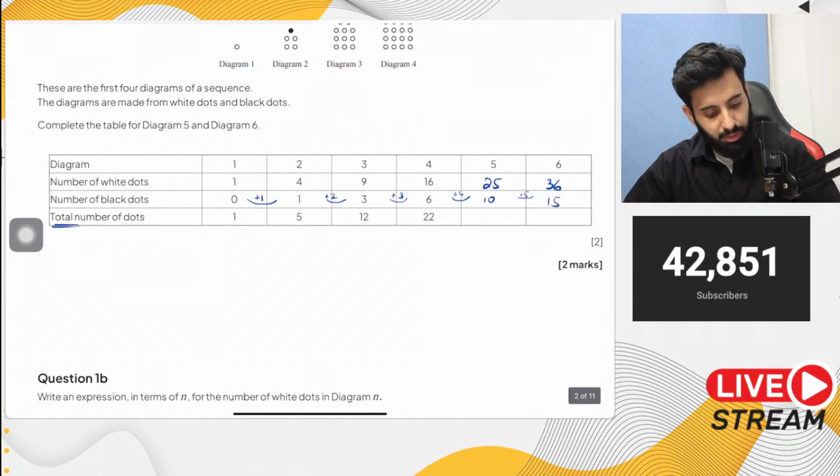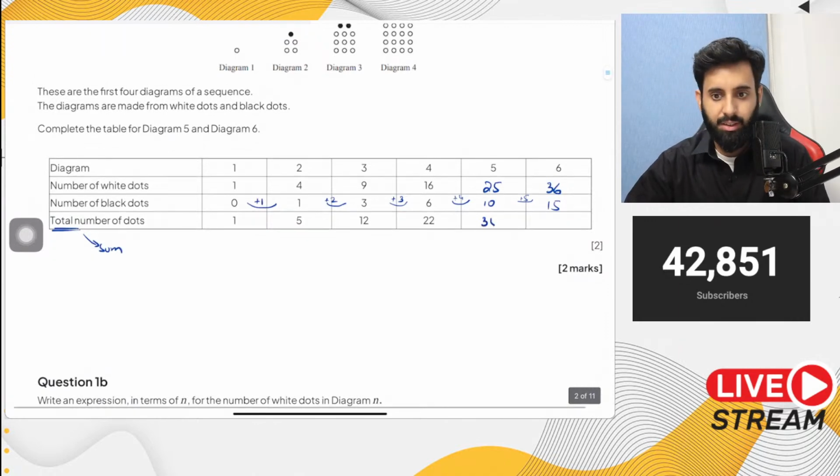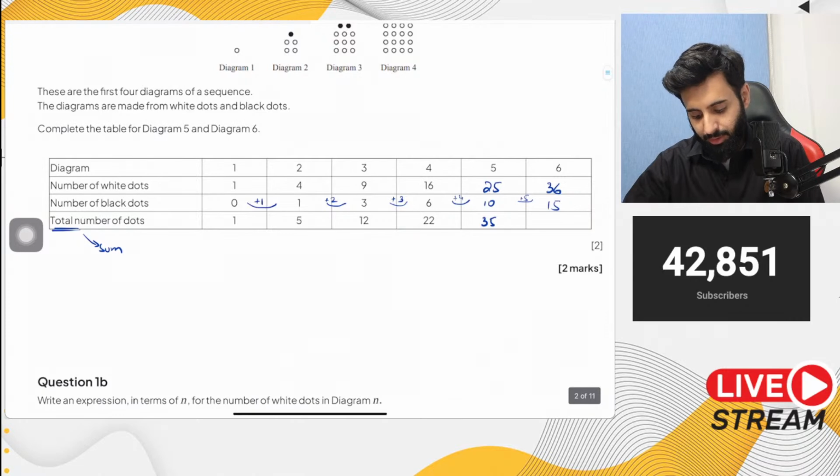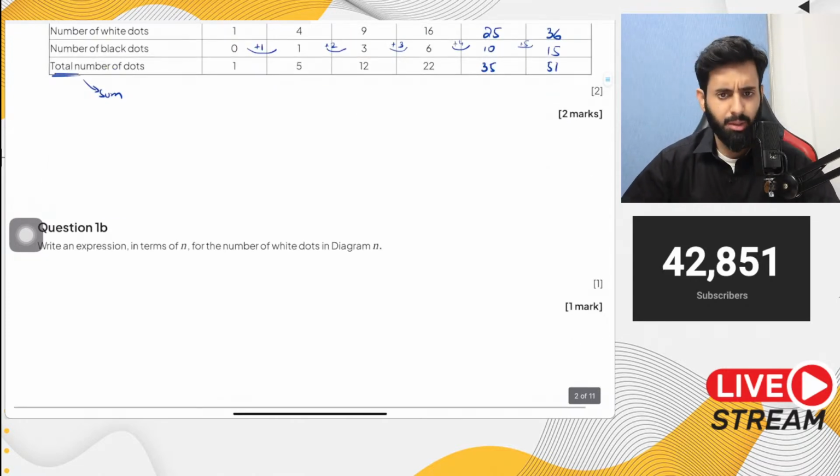That means all we've got to do is sum it up. So 25 plus 10 is 35. And just like that, 36 plus 15 equals 51. And there you go, that's the answer to the first part. Pretty easy, nothing too complicated.